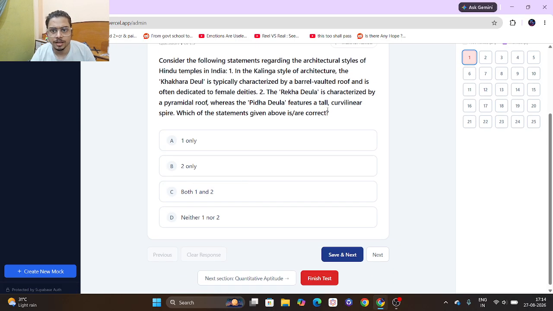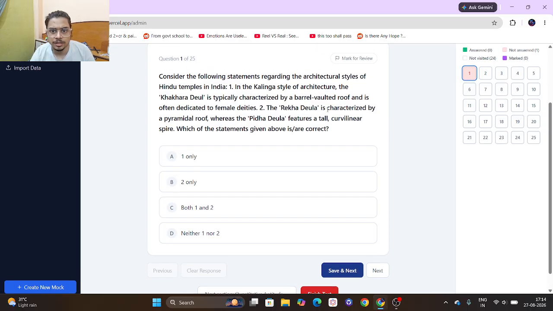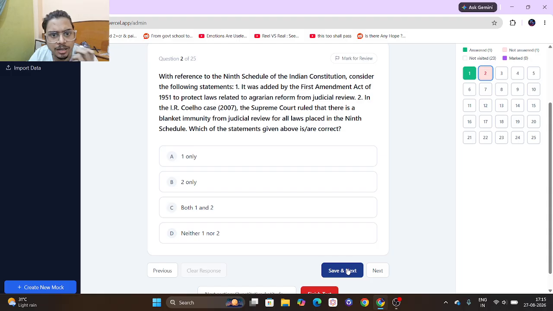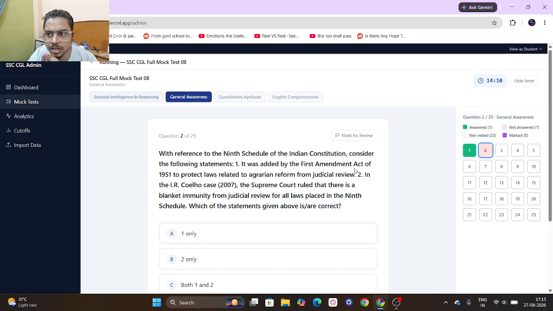Consider the following statements regarding the architectural style of Hindu temples in India. In Kalinga style of architecture, the Sakhara Deula is typically characterized by a barrel-vaulted roof and is often dedicated to female deities. Yes, I think I read that. The Rekha Deula is characterized by a pyramidal roof, whereas the Pidha Deula features a tall curvilinear spire. I have not read about the second one, but the first I have read. I will have to mark more in this one because I performed so badly in the previous general intelligence section.